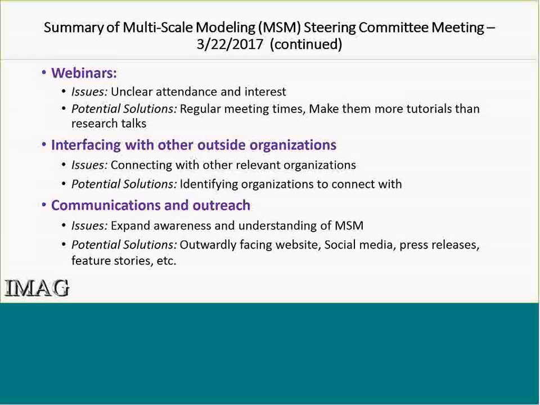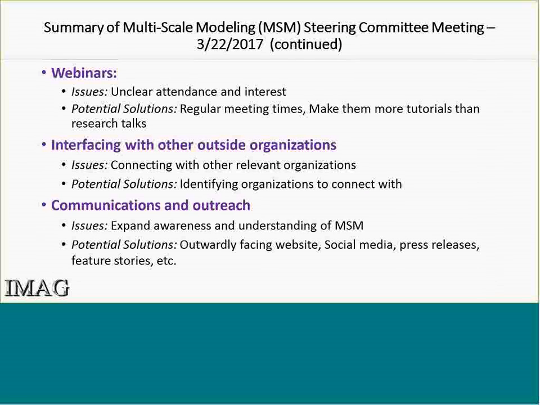The issue with webinars is there's unclear attendance and interest. So some of the working groups did contribute significantly to webinar speakers, et cetera, but it was unclear how much outside interest was generated by that. One of the issues that came up, or a potential solution, is establish more regular meeting times. So there's a particular time of a particular day each month or each quarter that the webinar will be, and it's heavily publicized and people really understand and expect that to happen.